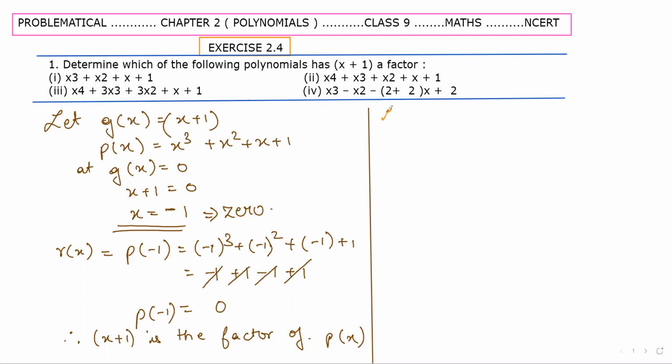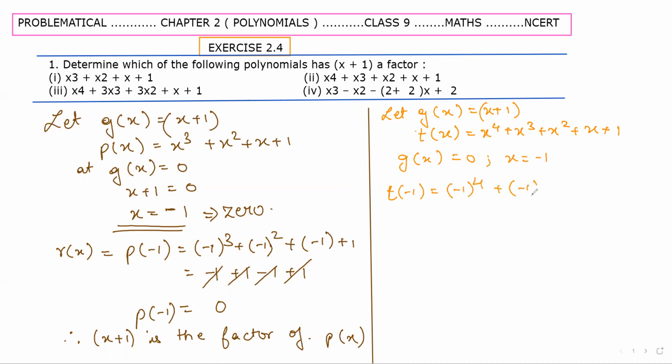Here, let g of x is equals to x plus 1, and instead of p of x, let's take another variable. D of x is equals to x to the power of 4 plus x cubed plus x squared plus x plus 1. This is your d of x. Now, at g of x is equals to 0, x value is equals to minus 1. D of minus 1 will be equals to minus 1 to the power of 4 plus minus 1 cube plus minus 1 square plus minus 1 plus 1. Therefore, this value is equals to 1 minus 1 plus 1 minus 1 plus 1. Two positives get cancelled with two negatives, but you are still left with positive 1, which is your remainder.